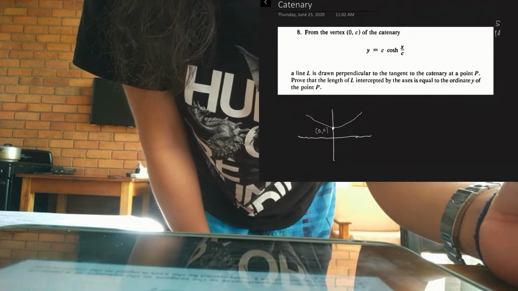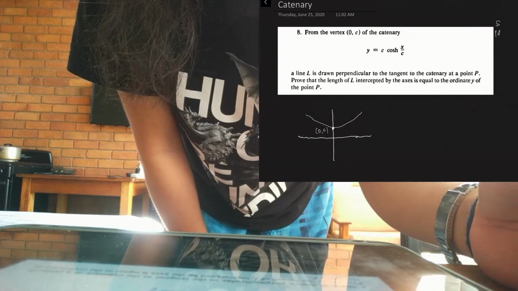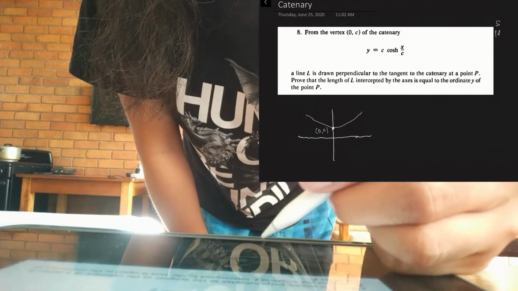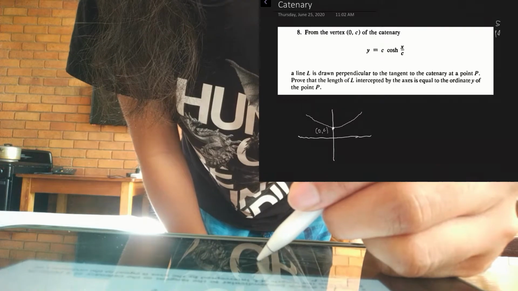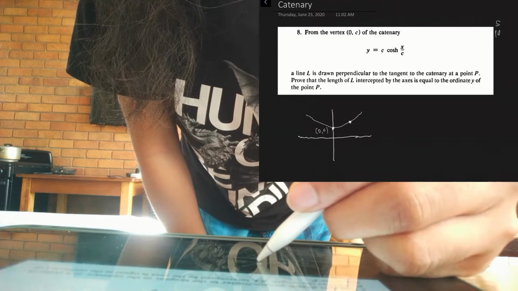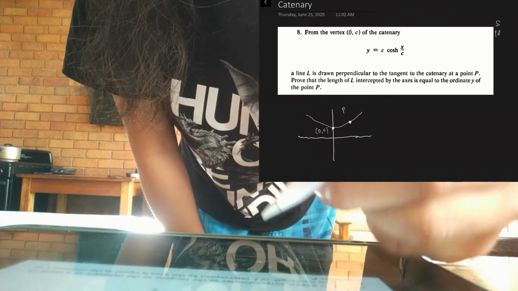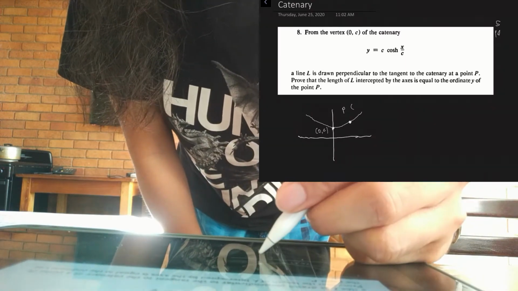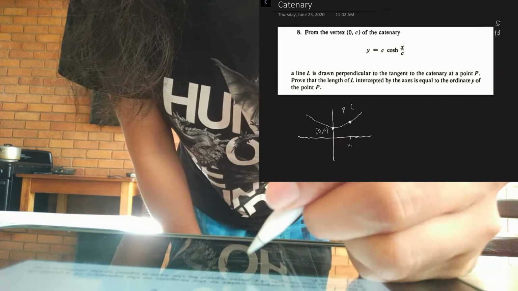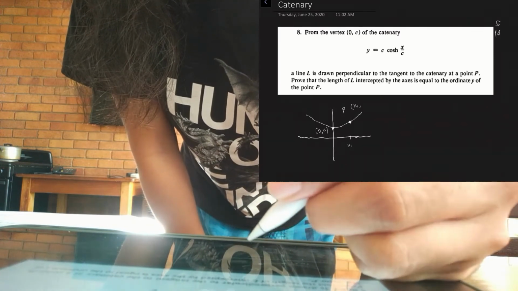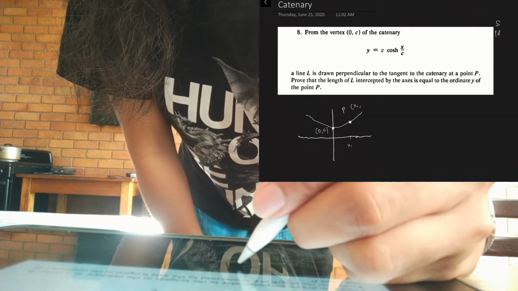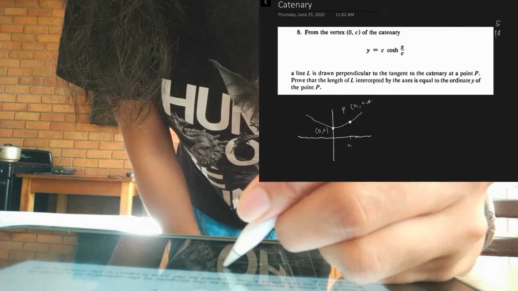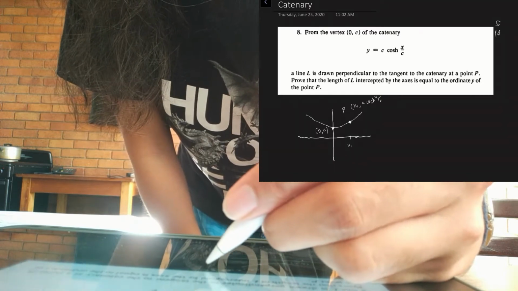All right, but the thing is, we're going to pick a point P. Maybe this point right here, for example. So this is point P, and it will have a coordinate. Let's call it x sub 1. So it will have a coordinate x sub 1, and then y evaluated at x sub 1, which is c cosh x sub 1 over c.